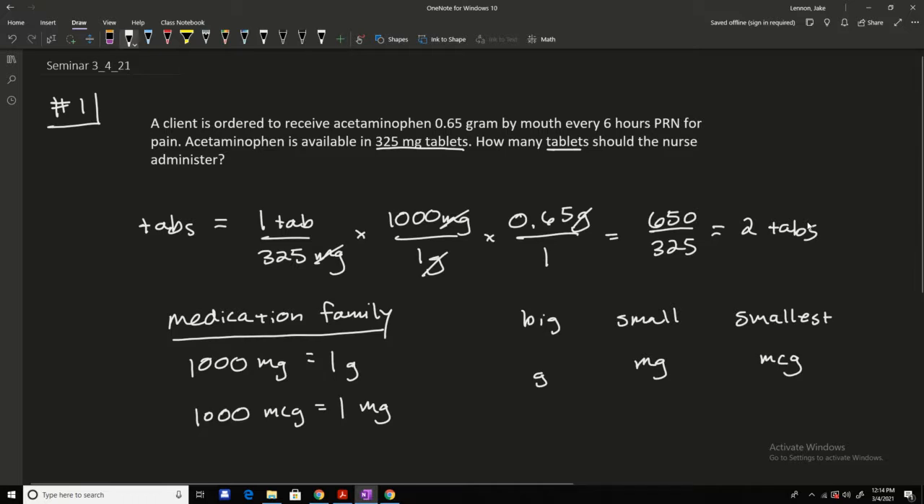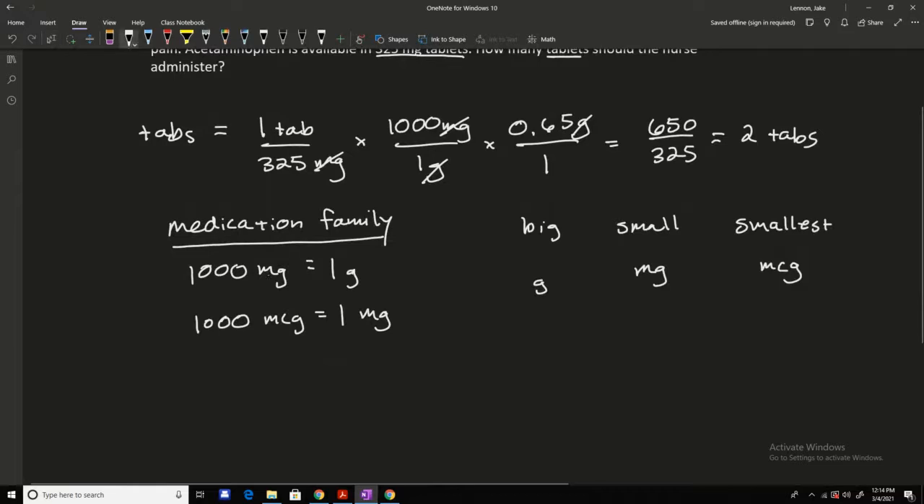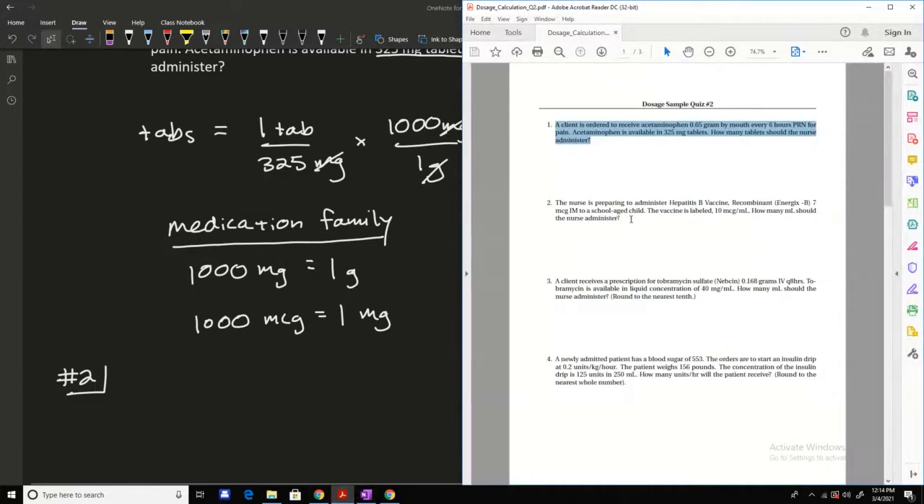So that's it for number 1. Pretty easy problem. Let's go ahead and look at number 2. Again, like I said, they're a bit easier at the beginning.